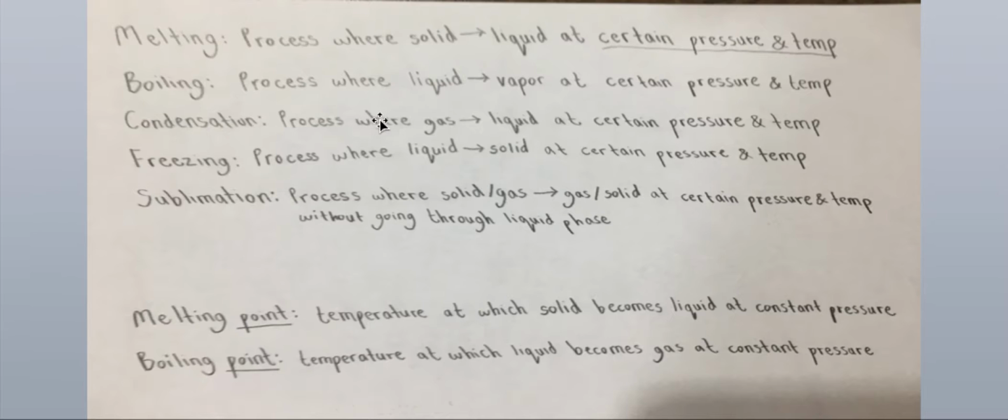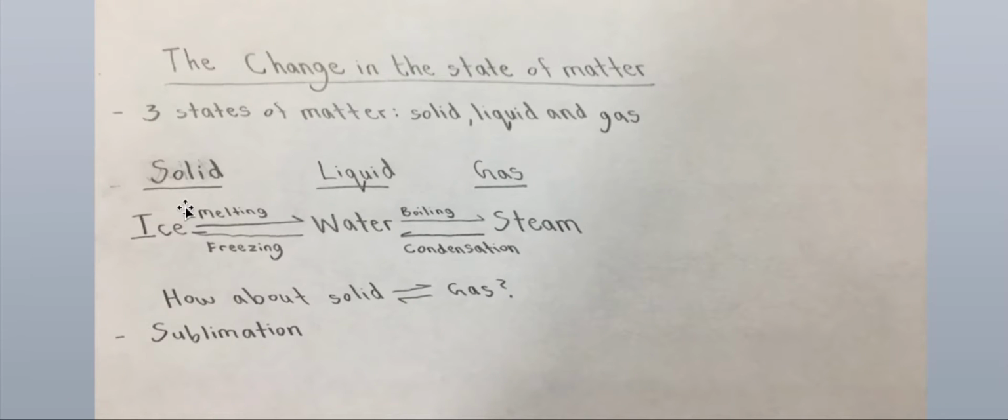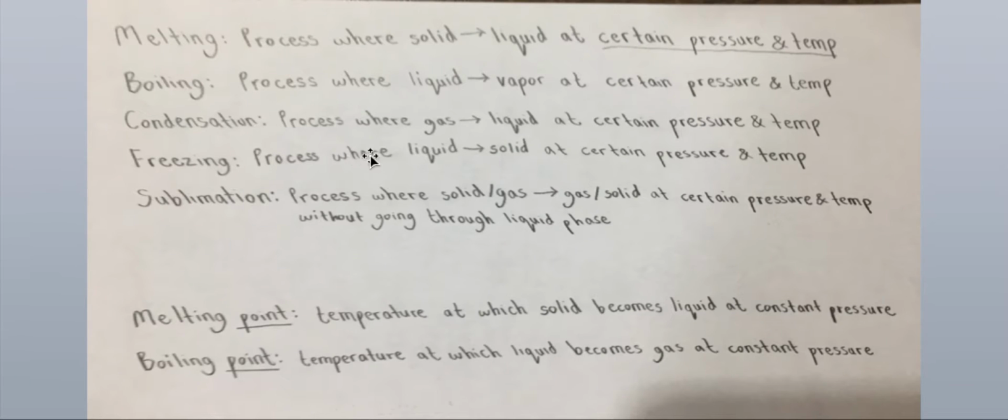So condensation is a process where a gas becomes a liquid at a certain pressure and temperature. For freezing, water to ice, liquid to solid. So freezing is a process where a liquid becomes a solid, again at certain pressure and temperature. And the last one, sublimation.